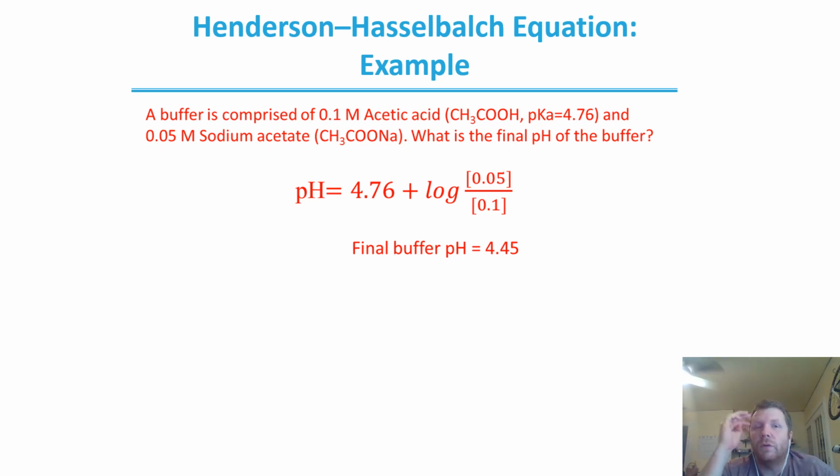Now, this question right here gives us an example of a Henderson-Hasselbalch calculation. A buffer is comprised of 0.1 molar acetic acid, which has a pKa of 4.76, and 0.05 molar sodium acetate. Okay, so that's sodium acetate, that's our conjugate base, our anion form, or our deprotonated form of it. That proton's been replaced by a sodium ion. The question is, what is the final pH of our buffer?